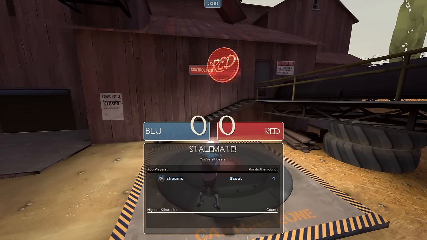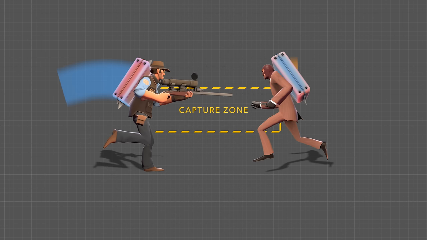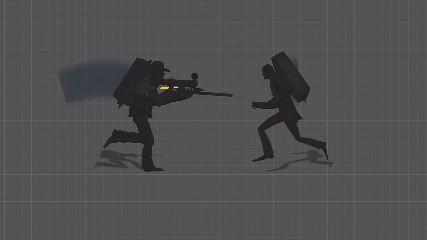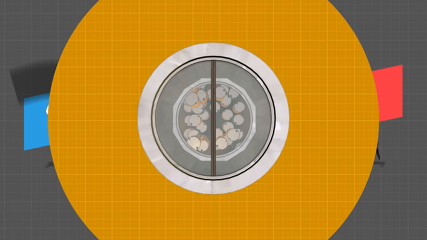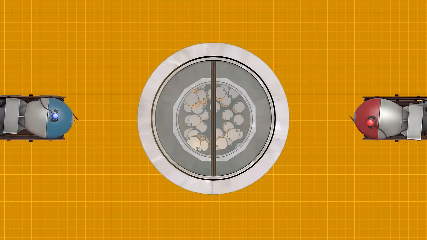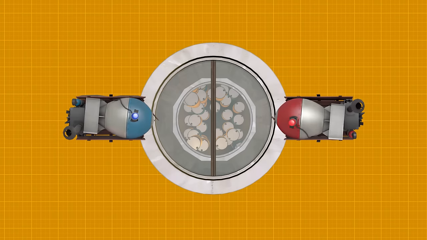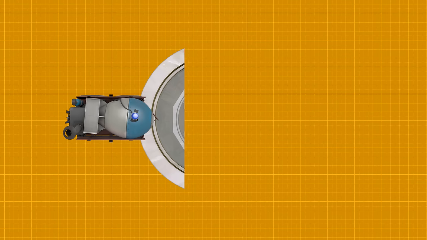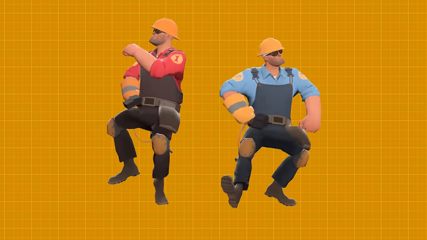So stalemates only occur when both teams fail at the objective, but shouldn't it be possible to cause a stalemate when both teams accomplish their objective? If we have two players, both holding the intel, and they capture it at the exact same time, both teams have won, so a draw. Or if we're on a payload race map, and both teams' carts arrive at the final point simultaneously, that's also a draw, isn't it? So does TF2 have a special condition where both teams are granted a victory?